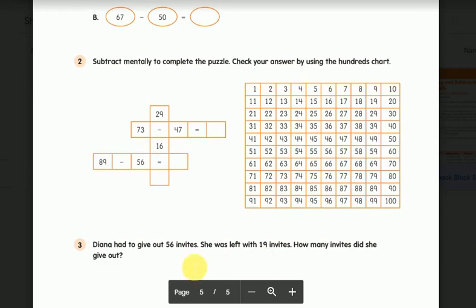Now next question is a story problem. Diana had to give out 56 invites. She was left with 19 invites. How many invites did she give out? Again here you have to subtract 19 from 56 to get the answer. So 56 minus 19 is 37.